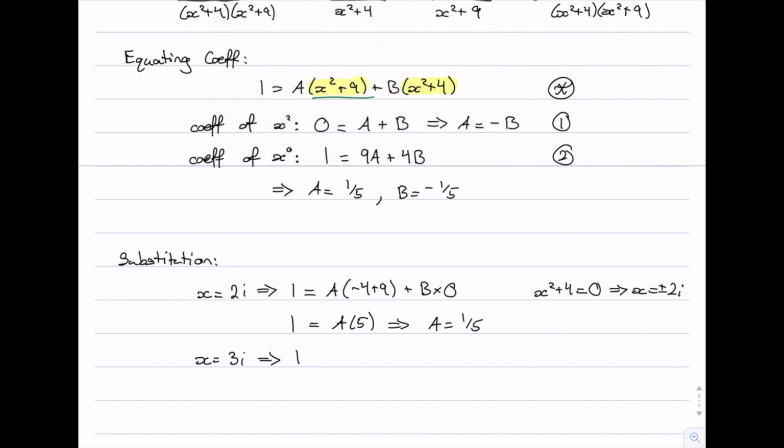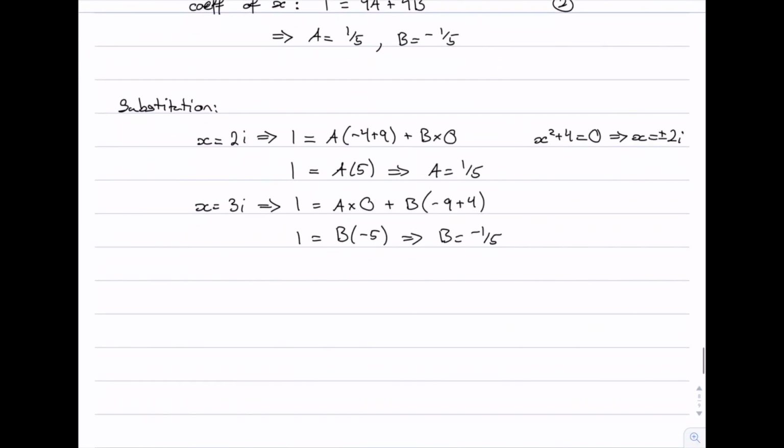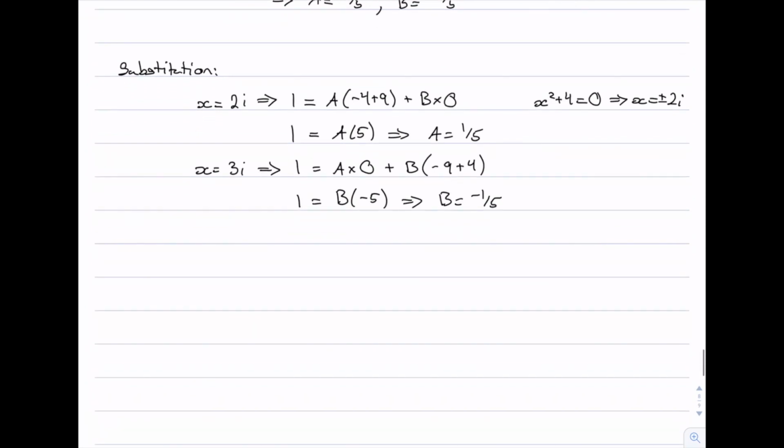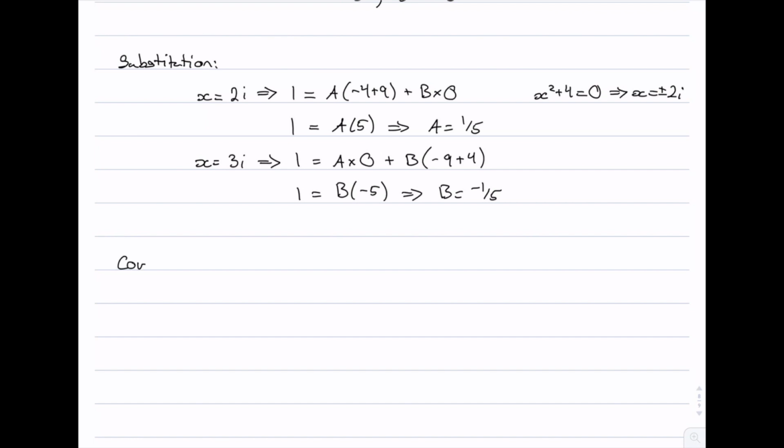So when I do that, the left hand side is still 1. We get a times 0 plus b into 3i squared, which is negative 9, plus 4. So 1 equals b times negative 5, which tells us that b is equal to negative a fifth. And so we get the same results for a and b, which is a very good sign. Now, what about the cover-up method? This one is a bit different.